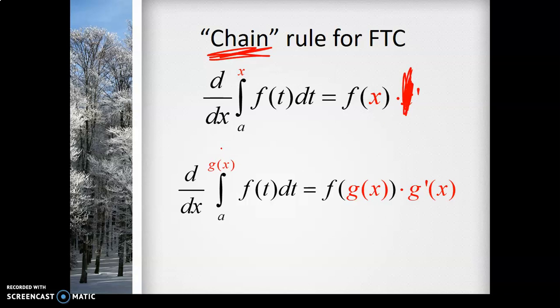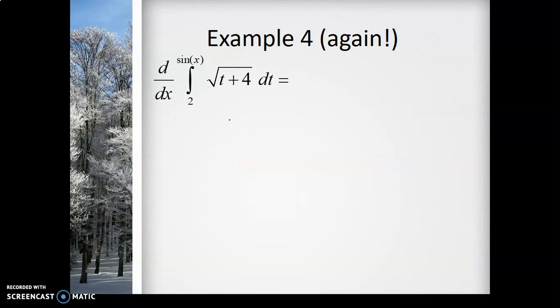If you actually have a function up there, like let's say we had x to the 4th up here, you would plug in x to the 4th, and then you would have to multiply by 4x cubed. So just remember to do the chain rule if you have more than just x at the top.